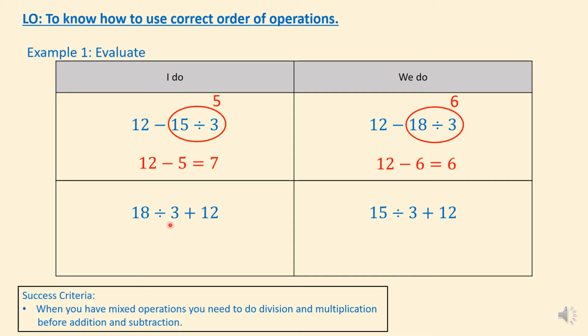Now I'll explain the second one. Okay, now I have division and I have addition. I know division comes before addition. I don't care what order they've been written in. I have to start with division first. 18 divided by 3 is 6. Then if I rewrite the question, I have 6 add 12, which is 18. So your last answer is 18. Now, could you pause the video for 2 minutes and have a go, please?